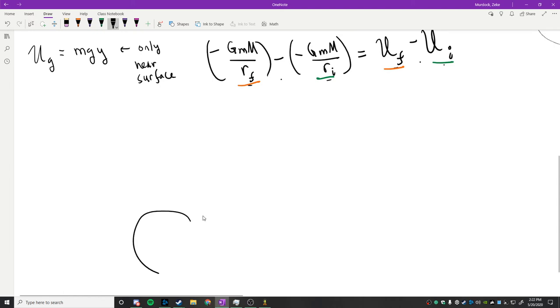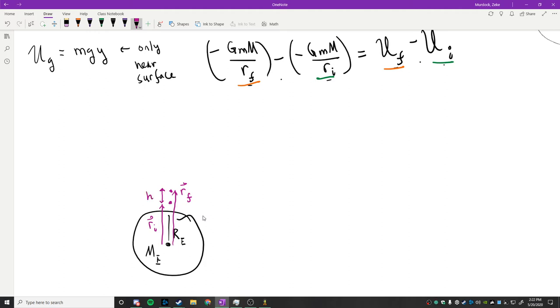So take a planet, and say this is the radius of our planet right here. In fact, let's use Earth. Now take an object, and let's say that we move it through some small change in height, not so high that we actually leave the surface of the planet, but we start off here at some position r initial, and we go to here at some position r final. These are technically vectors. And we're going to say that the height here we'll just call h.